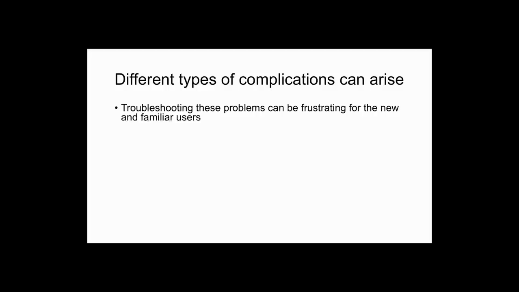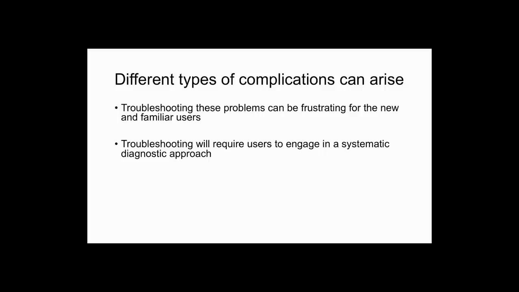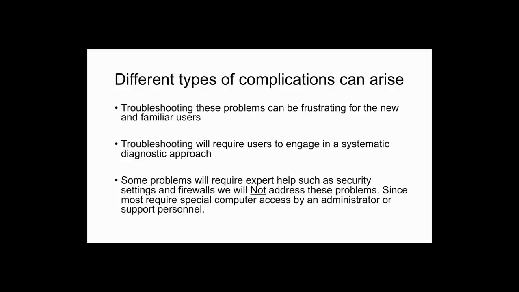As you can imagine, many different types of complications can arise when in an Adobe Connect meeting. Troubleshooting these problems can be frustrating for new and even familiar users. Troubleshooting usually requires a systematic approach where you diagnose the issue and check all systems relevant to the particular issue. Some problems are just beyond the scope of what we can address in the course, since they require special access to security settings or firewalls, and we will not address these here.